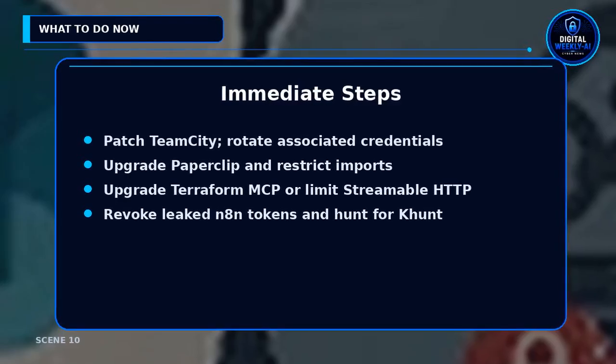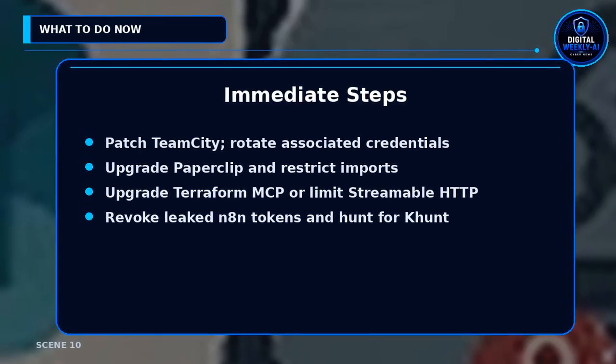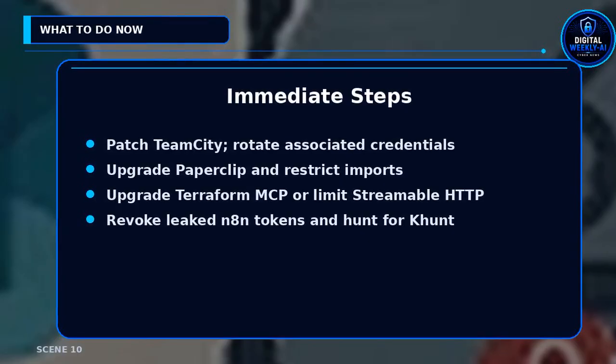What to do now? 1. Patch TeamCity immediately or apply CISA mitigations and rotate related credentials. 2. Upgrade Paperclip to the source tagged v2026.416.0 or disable public registration and the company import route until patched. 3. Upgrade Terraform MCP to version 1.1.0 or restrict streamable HTTP to trusted networks.